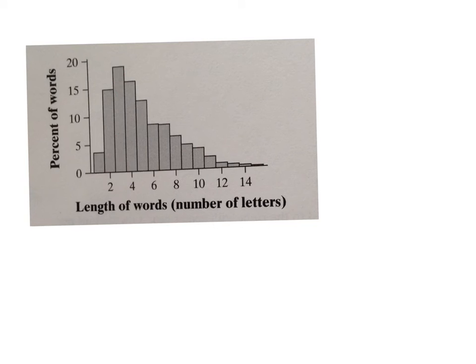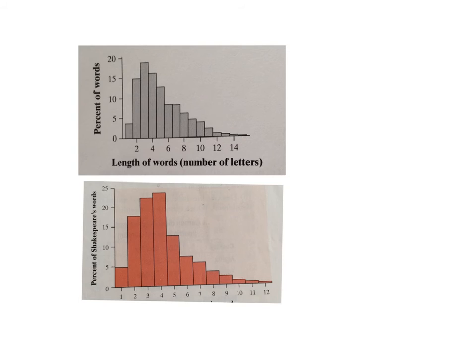There was another question on page 52. Let's take a look at that one. If you were to make a comparison of these two graphs, you would say, well, Shakespeare has more 3 and 4-letter words. See, we're up here at 25%. This is only at like 18%. And then it scales down.